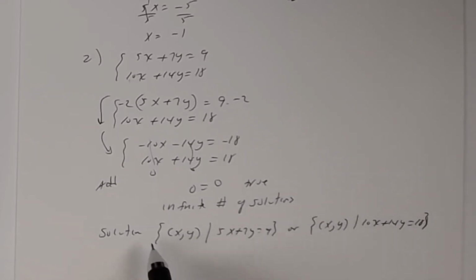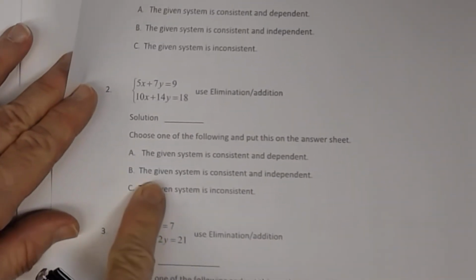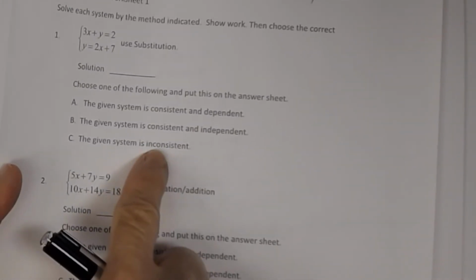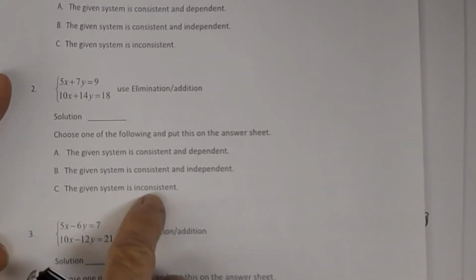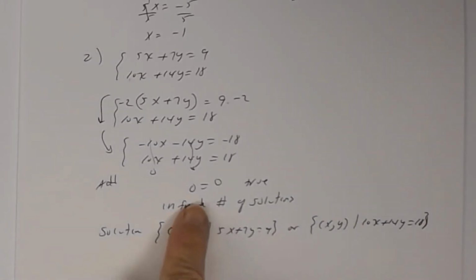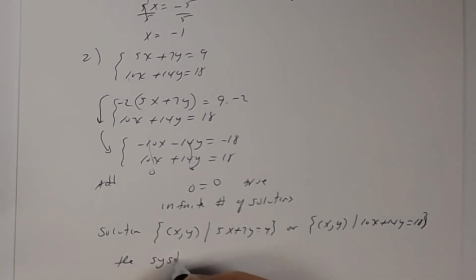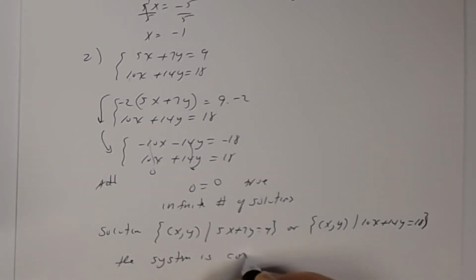Now, in terms of this part here, remember we have at least one solution. There's an infinite number, so it's consistent. Inconsistent means no solution. There is a solution. There's an infinite number. That was a true statement. So the system is consistent.